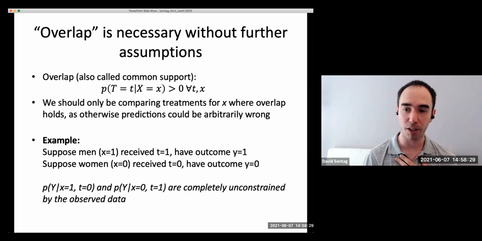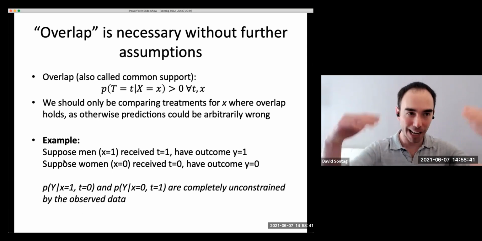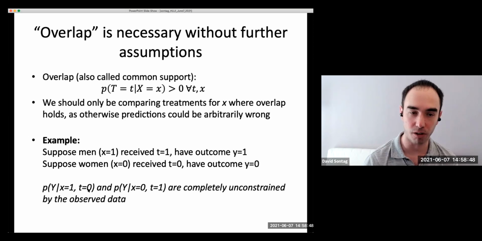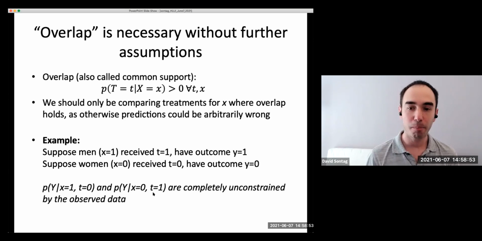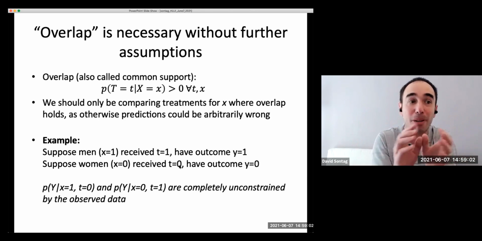So suppose that all men received treatment 1 and had some outcome, let's say Y equals 1. And suppose that all women received treatment 0 and had some outcome, let's say Y equals 0. If your training data consisted of many different copies of that, and then you were to ask what is the probability of Y given X equals 1 comma T equals 0, or the probability of Y given X equals 0 and T equals 1, because you never had a man receive treatment 0 or a woman receive treatment 1, those two conditional distributions are completely unconstrained.